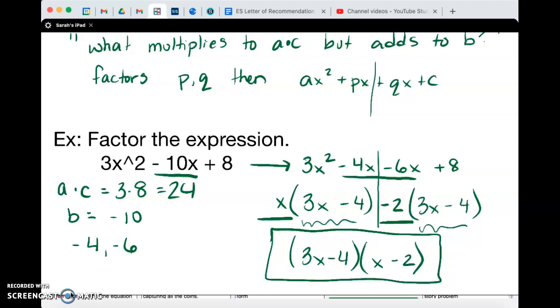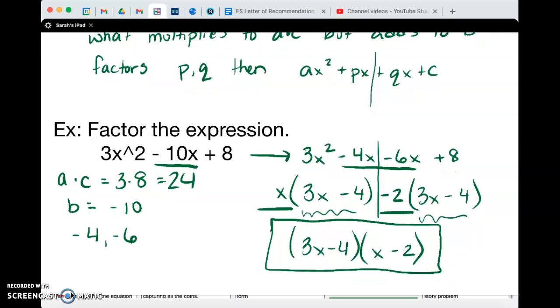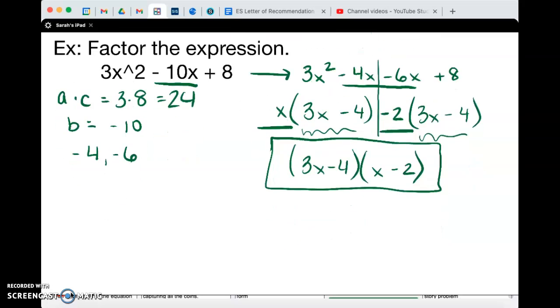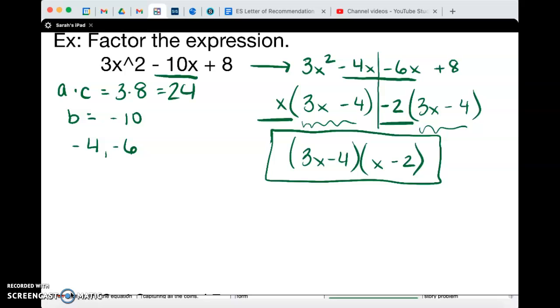You can still check to make sure it's actually right. 3x times x is 3x squared. Negative 4 times negative 2 is positive 8. So the first and last terms work out. We added 2 steps to factoring from what we were doing before. It's nothing mind-blowing, hopefully.